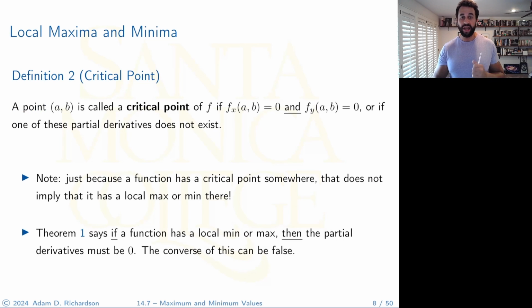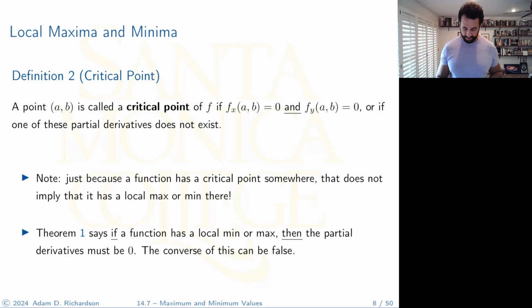Okay, so now we can define what a critical point is. A critical point of a function is a point a comma b where the partial with respect to x is 0 and the partial with respect to y is 0, or where one of those doesn't exist. So just to reiterate, to have a critical point of a 2-variable function, both of your partials have to exist, and they have to both be 0. Or one of them has to not exist. That's another case of a critical point.